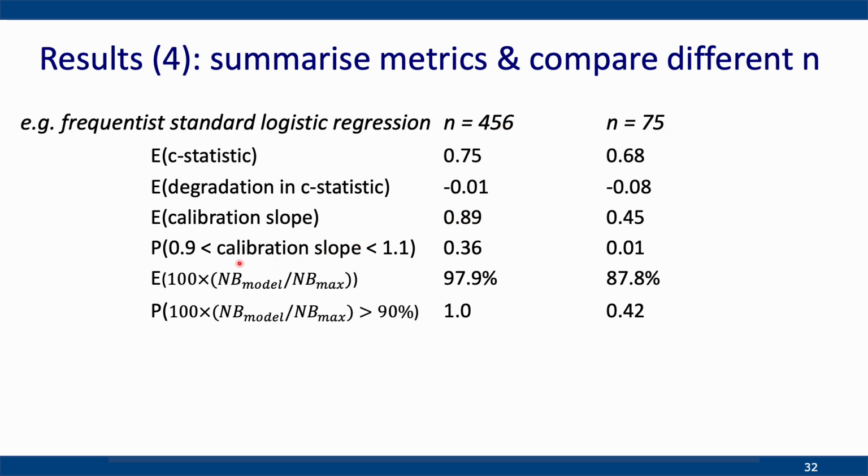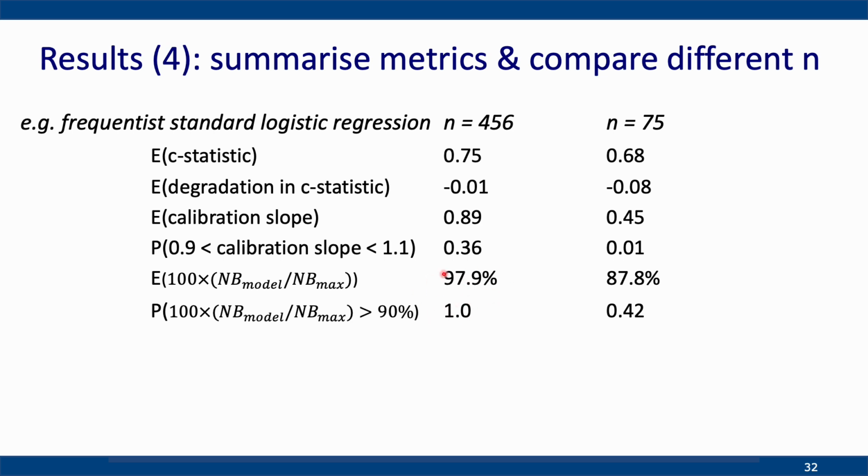What's the probability the calibration slope is between 0.9 and 1.1? That's 0.36. What's the expected value of the net benefit of the model compared to the reference model's net benefit? The maximum you can get is 98%. What's the probability that the net benefit of the model is going to be over 90% of the maximum? It's 1. So actually, for a sample size of 456, in terms of the net benefit, which some people would argue is the only one that you really care about, is the population level impact.